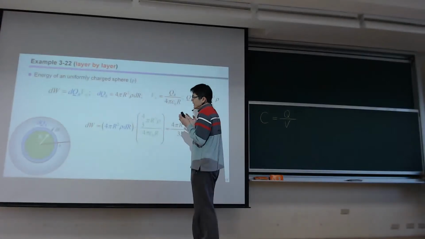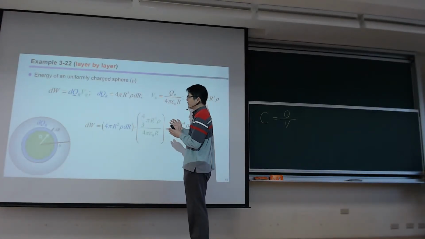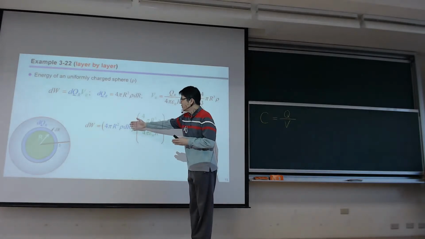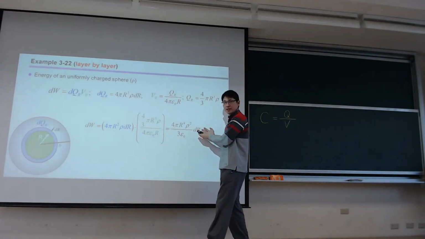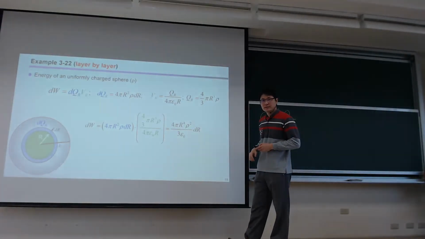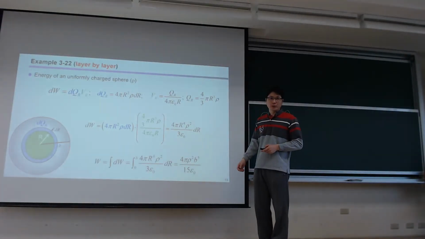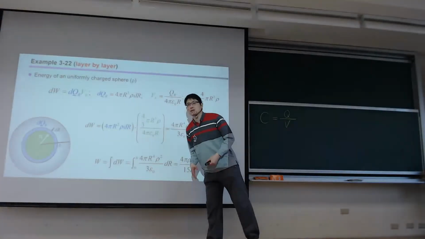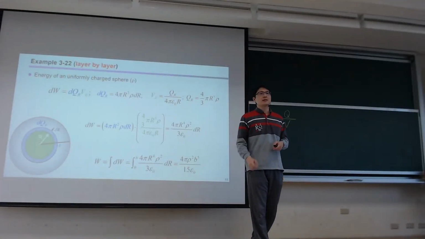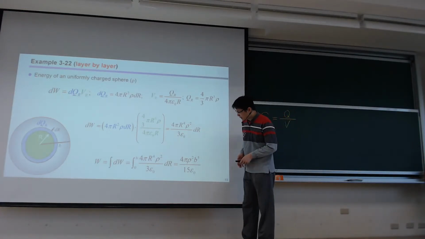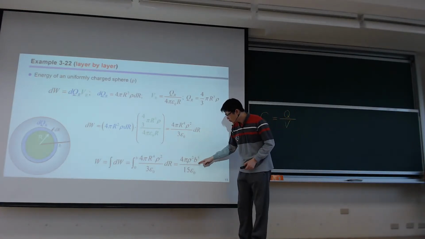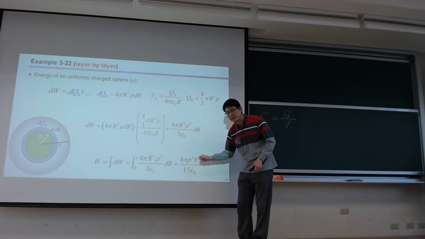So therefore, for each thin shell, we need to devote this amount of work. And now we only have to perform integration from 0 to b. And that's it. Simple and straightforward. So the answer is quite compact: 4 pi rho squared b to the 5th power divided by 15 epsilon 0.